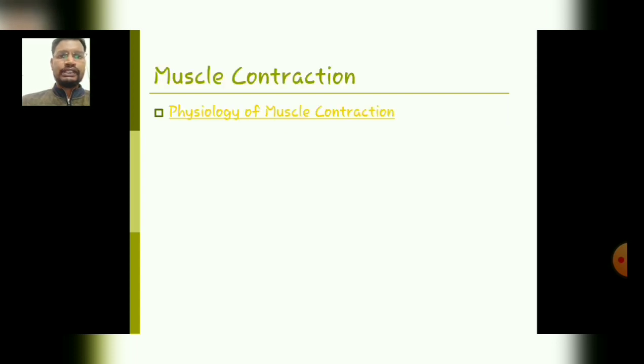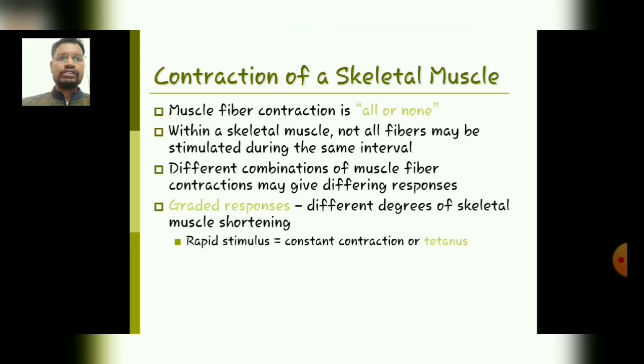So coming to the next topic, that is how a muscle contraction occurs. Basically, starting from the physiology of muscle contraction, the contraction of a skeletal muscle obeys the all or none law. As muscle fiber contraction is all or none, either all muscle fibers will contract or none of the muscle fibers will contract. And within a skeletal muscle, not all fibers may be stimulated during the same interval.